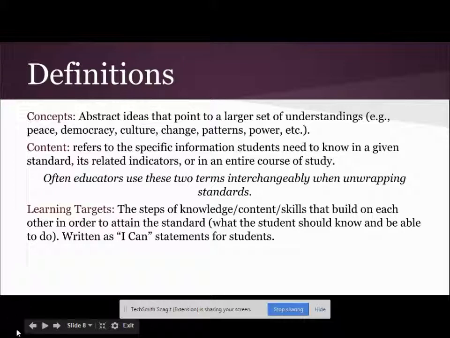When unwrapping standards, the concepts and content are the important nouns and noun phrases embedded in the standards. And skills are the verbs. When you unwrap a standard, you're looking for the important nouns and verbs students need to know and be able to do. So let's start breaking this down.